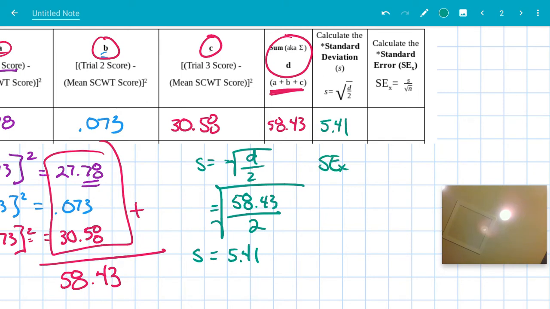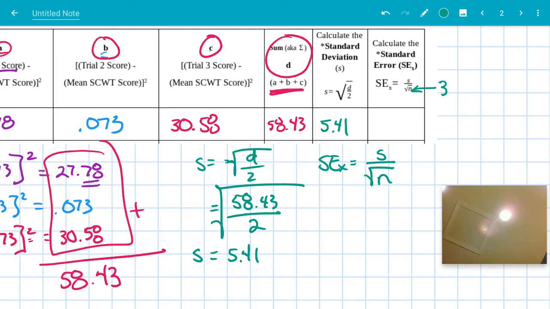SE sub x is the standard deviation, so S, what we just calculated, over the actual number of... oh, I'm supposed to correct that. That should have, on your table, I think it says 3 there, and that is correct. It is 3 because you did 3 trials, so N is the number of trials.